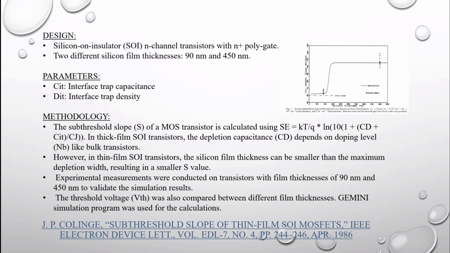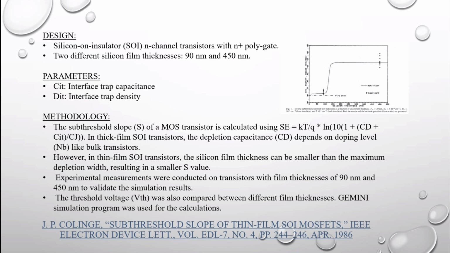The design. The study focuses on N-channel transistors fabricated on silicon-on-insulator (SOI) substrates with N plus polygate. Two different silicon film thicknesses, 90 nanometer and 450 nanometer, are considered. Parameters: CIT, interface trapped capacitance, which represents the total amount of charge trapped at the interface between the silicon and the insulator layer. DIT, interface trap density, which quantifies the concentration of interface traps that can influence the transistor's behavior.